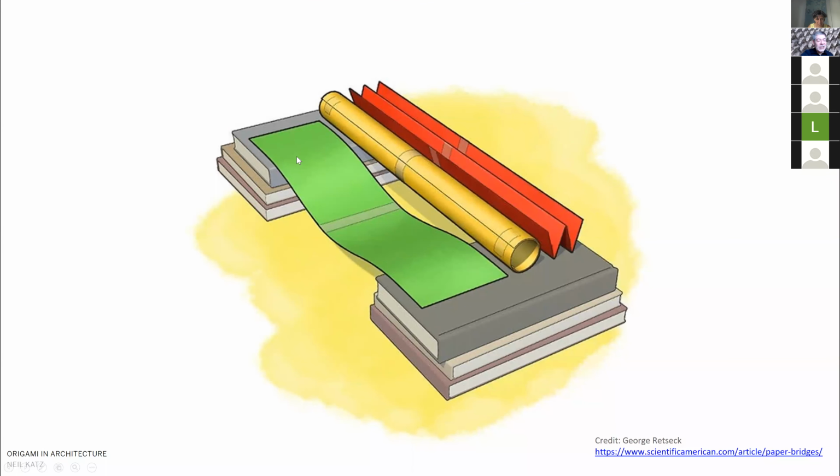One question you might ask is why use origami as an inspiration in architecture? And there are reasons for it. One of them is aesthetics, but another reason is structural. If you have a flat sheet of material, like a piece of paper, and you support it between, say, 2 stacks of books, it doesn't have any strength at all. It's going to sag.